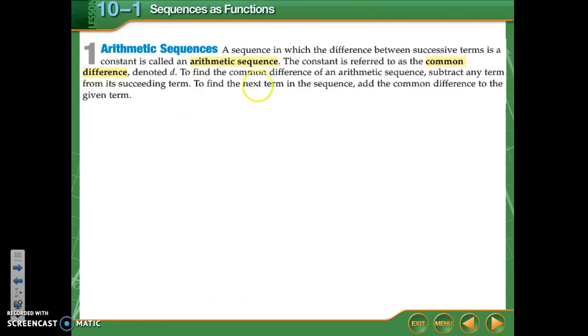We're going to start by focusing on arithmetic sequences. An arithmetic sequence is a sequence where the difference between successive terms, that means terms right next to each other, is constant. That difference is called the common difference. Make sure you write down both of those definitions in your notes. To find the common difference, we subtract any term from the term that comes after it. And to find the next term, we add the common difference.